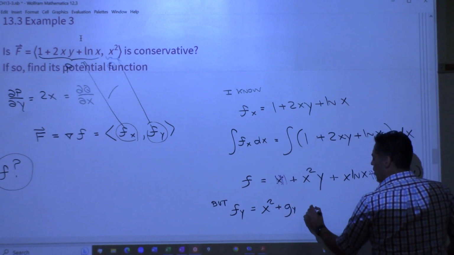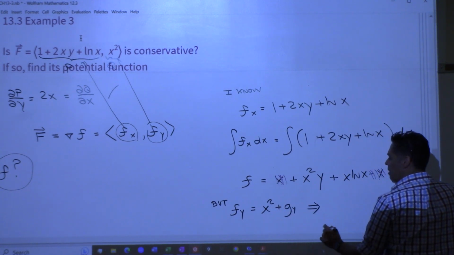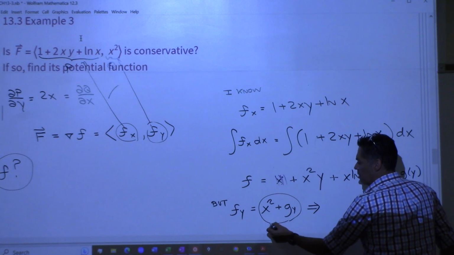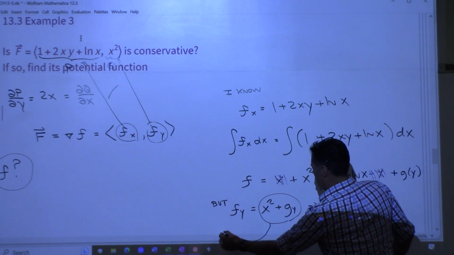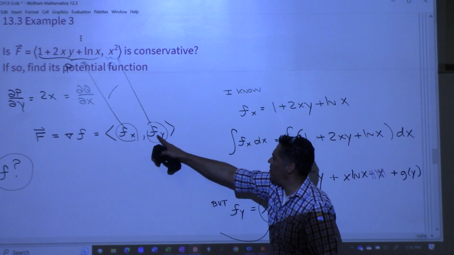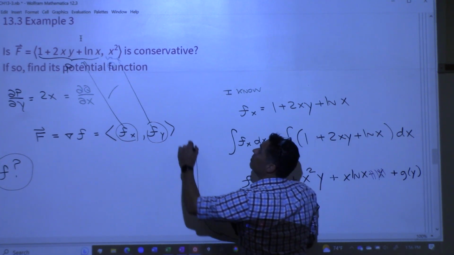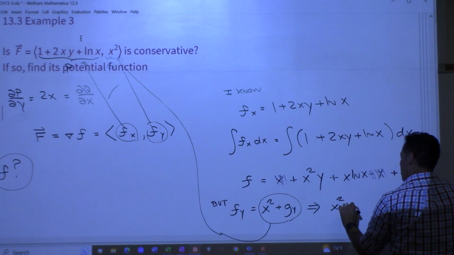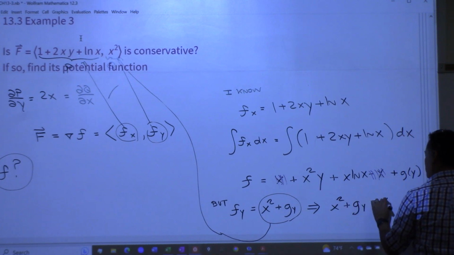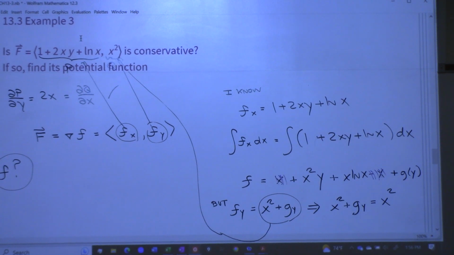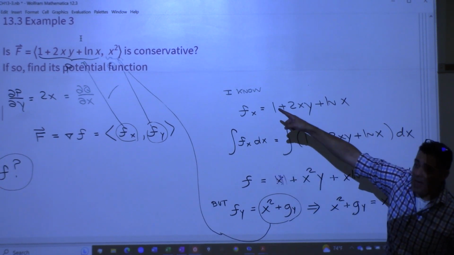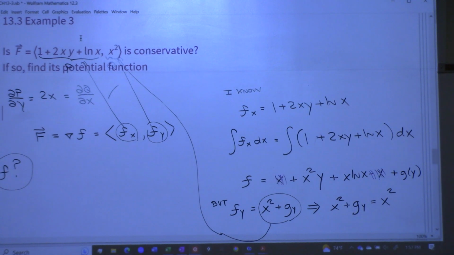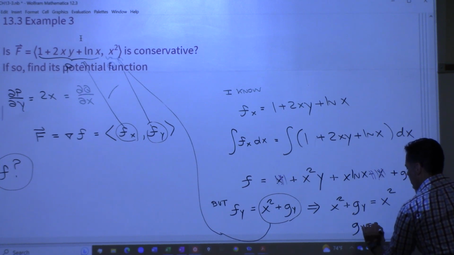But this is this, which implies that this must be equal to what? Remember, this has to be equal to that, right? X squared. So that implies that x squared plus the partial g with respect to y must be x squared. I'm setting this equal to that up there. And what does that force the partial g with respect to y to be? 0. So the partial of g with respect to y must be 0.